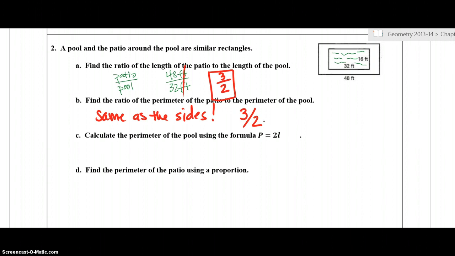Calculate the perimeter of the pool using the formula. I don't know why this didn't, it should be in your note packet, but it didn't transfer on here. Does it show 2L plus 2W on yours? Yeah. Or add up all the sides. It is the exact same thing if you add up all the sides or you use 2 times length plus 2 times width. Okay? But we're doing it of the pool, and the pool is 32 by 16. So we're going to say perimeter equals 2 times 32 plus 2 times 16. So we get 64 plus 32. So the perimeter is 96 feet for the pool.